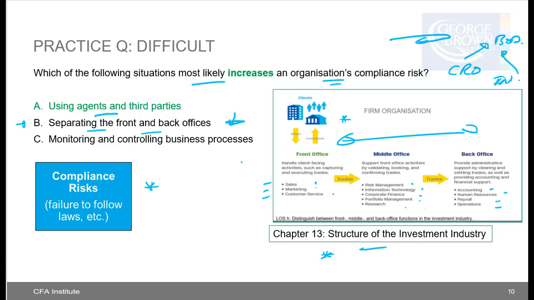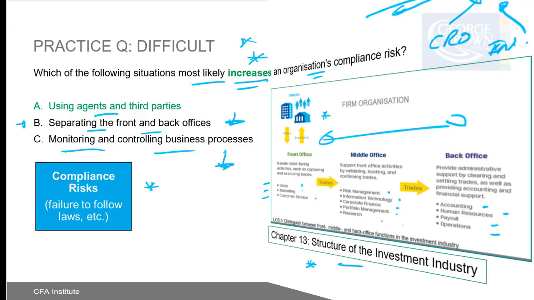So when I look at these questions, I use it as an opportunity to review. Separating the front and back offices is definitely going to decrease compliance risk, and here the word was increase. So make sure you read the questions with laser-like accuracy. And C, monitoring and controlling business processes. No, throughout risk management, we're talking about monitoring and controlling business processes that'll decrease an organization's compliance risk. So read the questions carefully and go back and review. When you see an opportunity to review something, go back and review it.